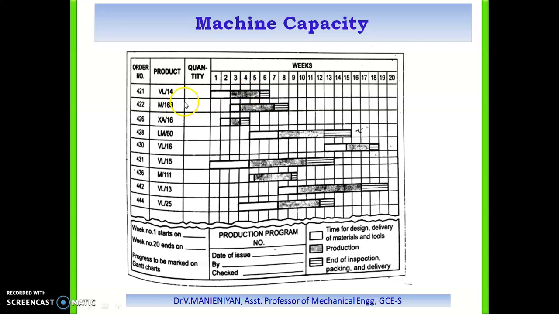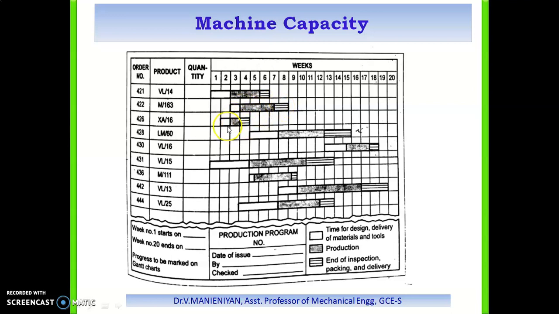Similarly, this is used for product order number 2. Delivery time takes 1 week, design of machines and tools takes 1 week, production takes 3.5 weeks, and inspection, packing, and deliveries take 1.5 weeks.